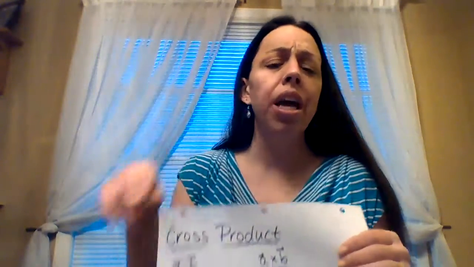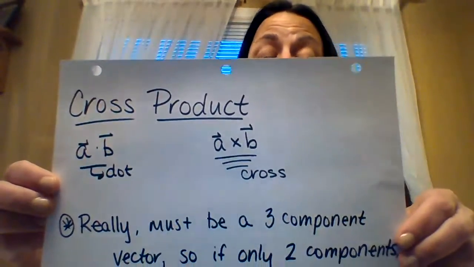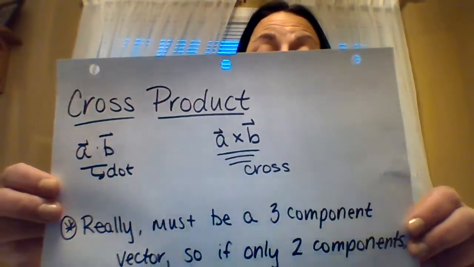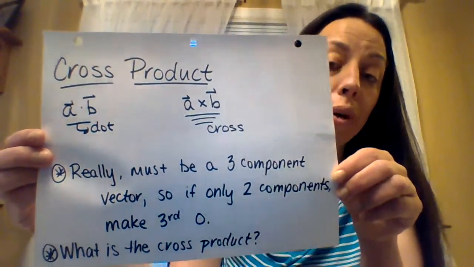The 0 always comes third because if we have 2 components, it means it's in the x and the y direction, and there is no z direction. So you can give it a component of 0. You have to have 3 components, so if there's only 2, please make the third one 0.